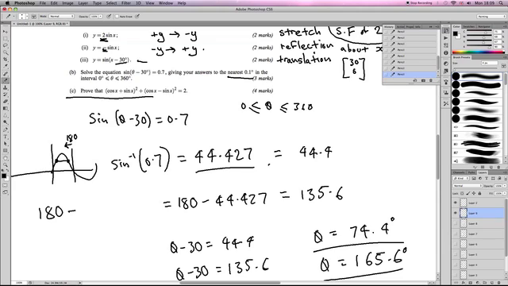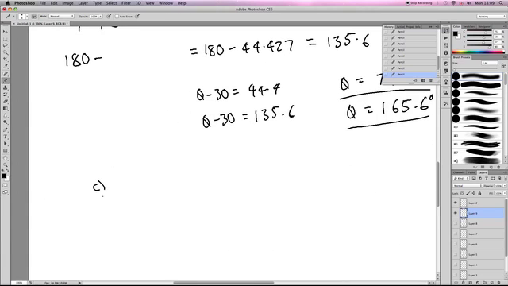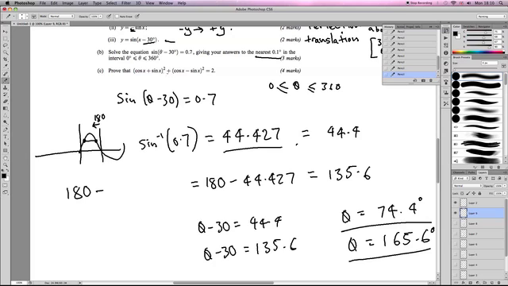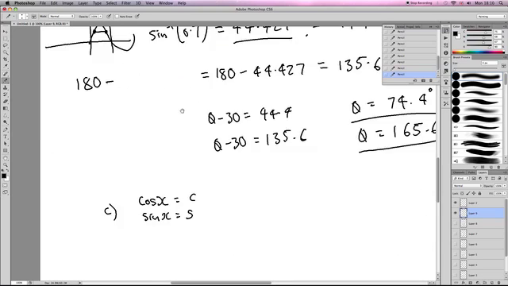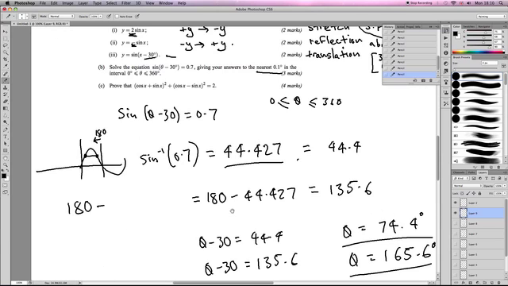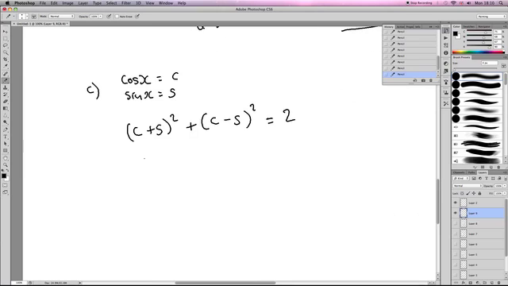Next question, part C. Prove that cos x plus sin x squared plus and so on. I'll do it down here. First things first, I'm going to write cos x equal to c and sin x equal to s, just to make my life easier. So it's that plus squared and then that minus that squared. So that squared plus this squared is equal to 2. Just multiply everything out really, because that's all we can do.